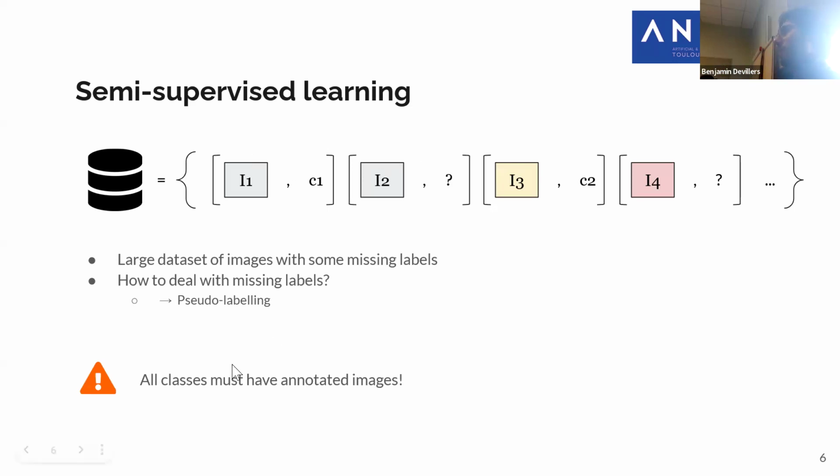Okay, one caveat, or one important piece of information with this method, is that all classes must have annotated images. Which means that some images, like this one, can have no category, but if we have, let's say, two possible categories, so images can be in C1 or C2, we need examples for every category. So we need examples of images that correspond to the C1 object, and examples corresponding to the C2 object so that it can work.